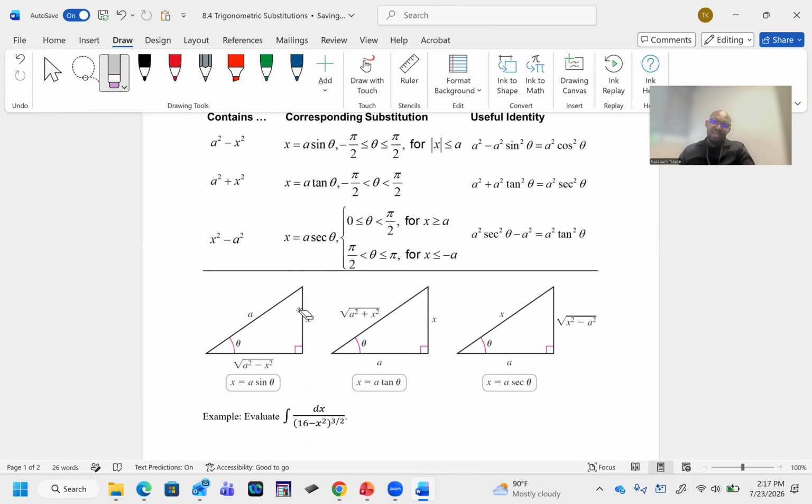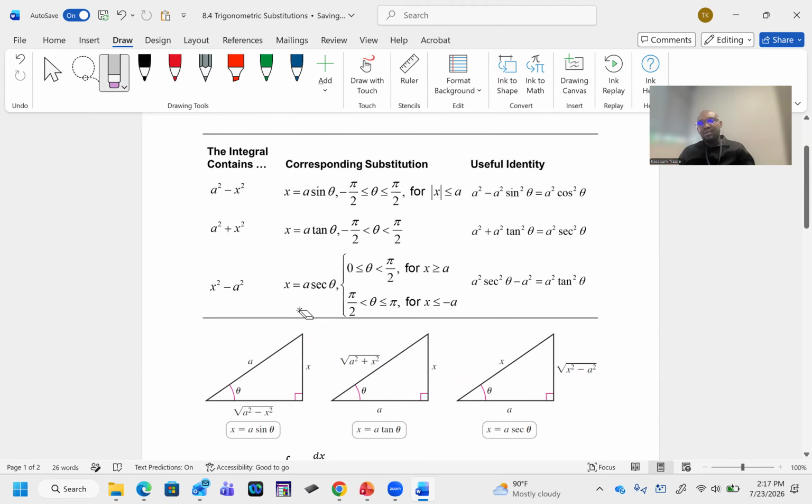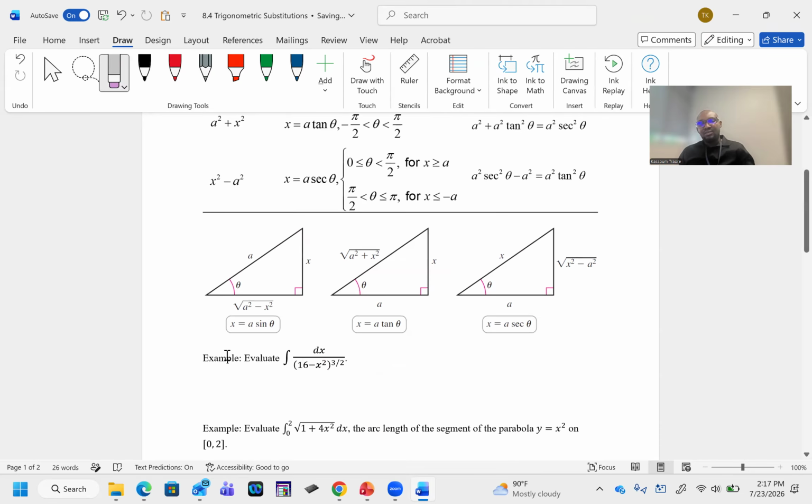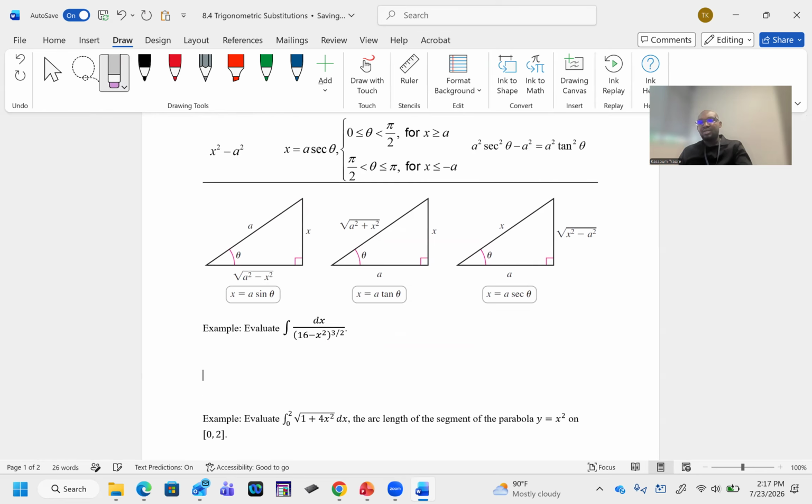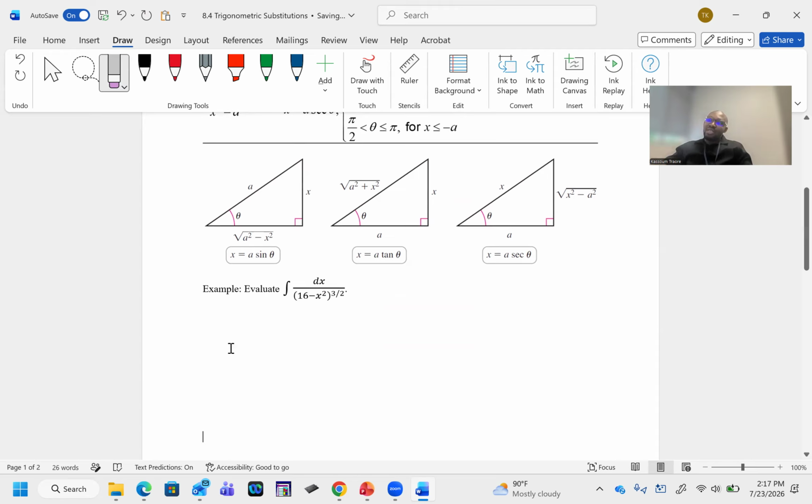When you have a squared minus x squared, just substitute a times sine theta for x. It will give you a useful identity, which will become a squared cosine squared and so on. You can read this part, pause and read and understand, okay? They come from your right triangle, which I posted here. I don't want to take too much time reading this part to you because the example can take some time to solve, so please pause and read them yourself, so you will understand what is going on.